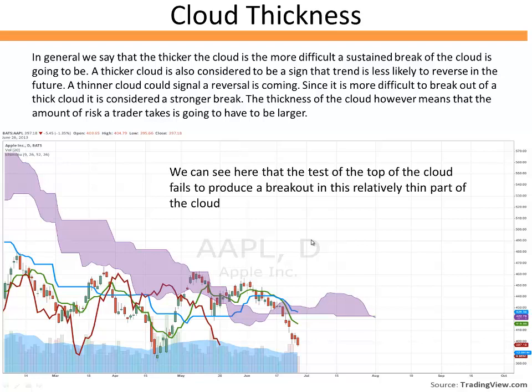So cloud thickness, okay? The thinner the cloud, the easier it is to break. The thicker the cloud, the harder it is to break. And I wish I could bring Apple up. Once Apple broke 700, it was straight down, okay?